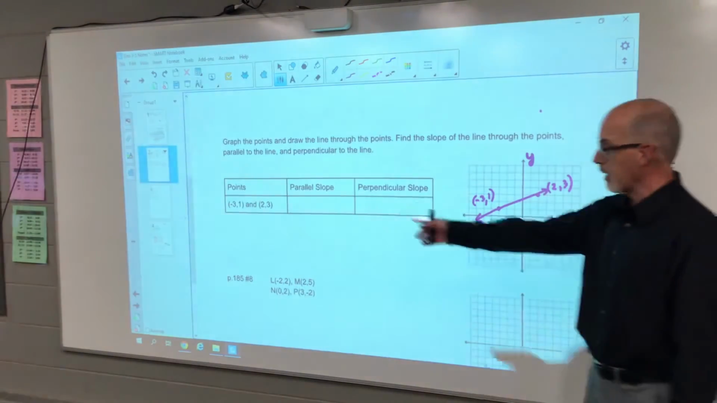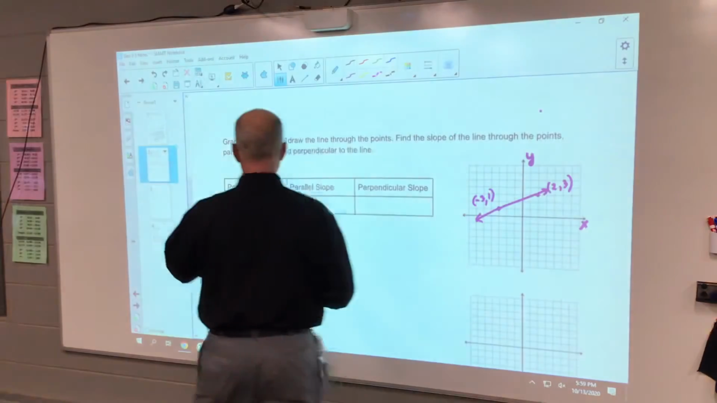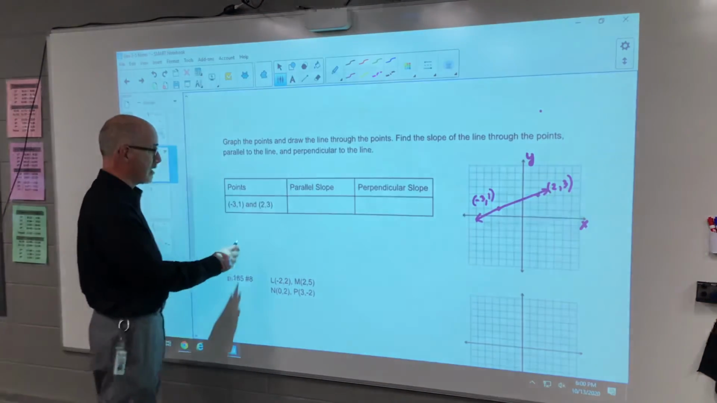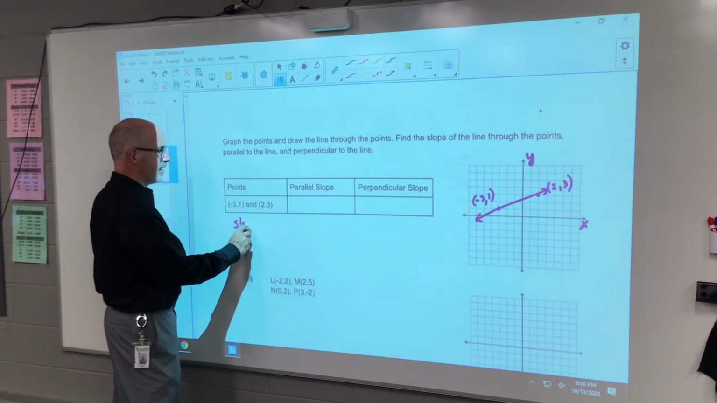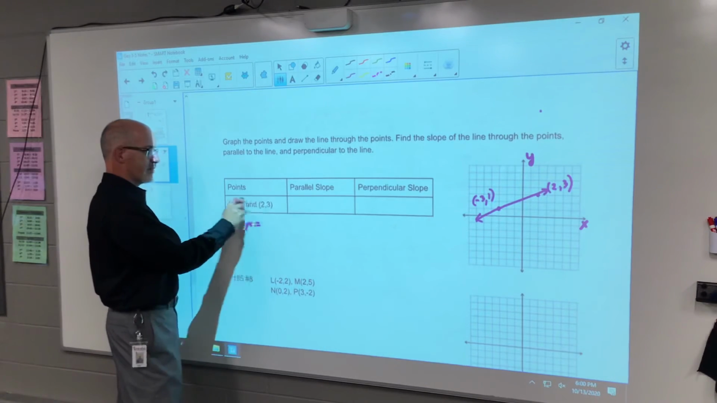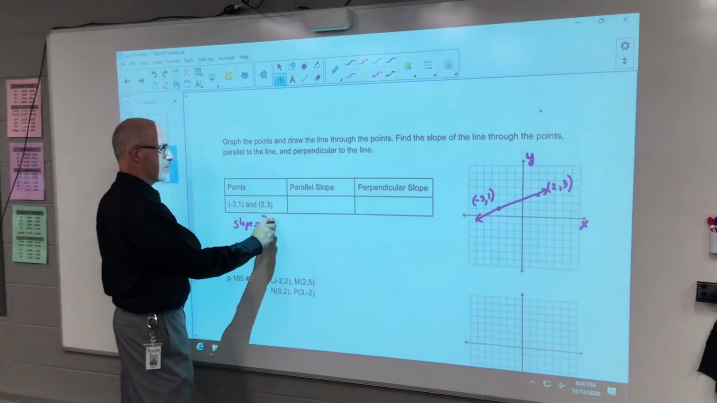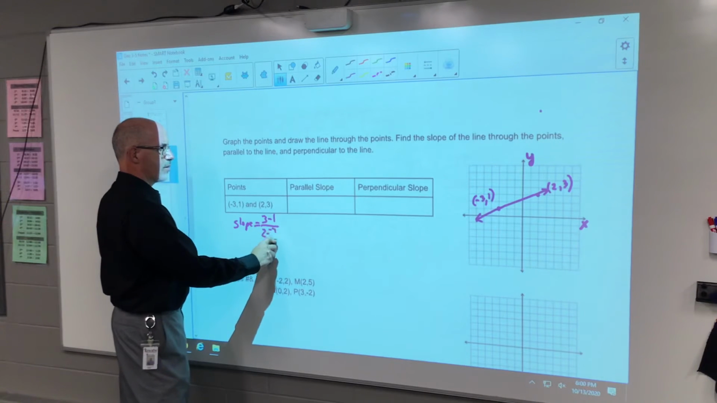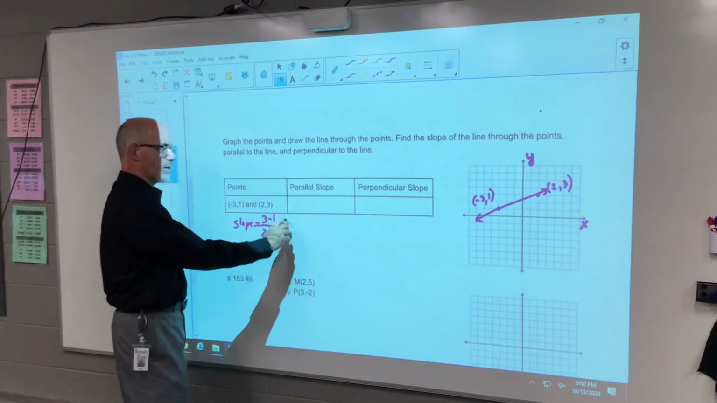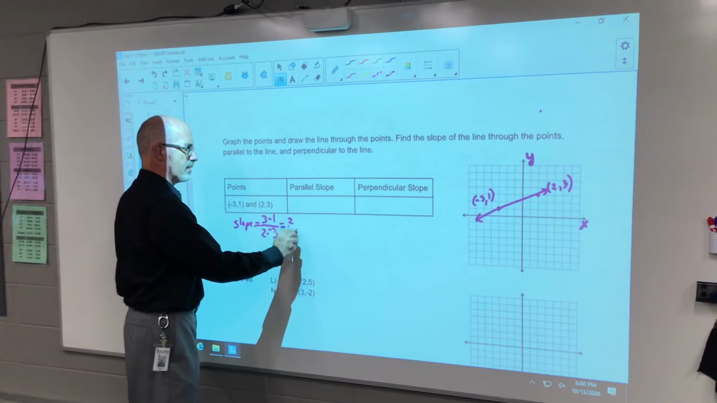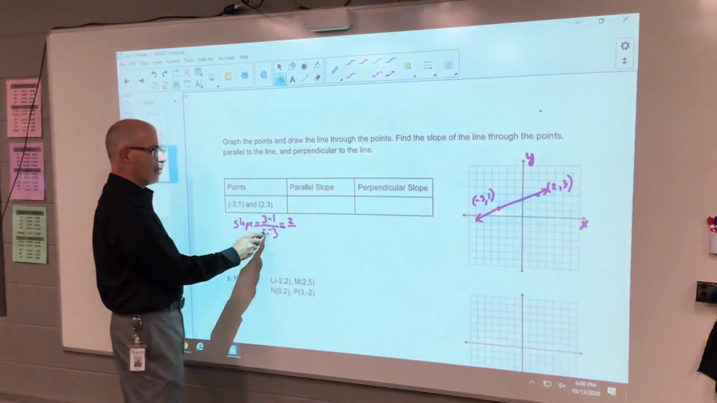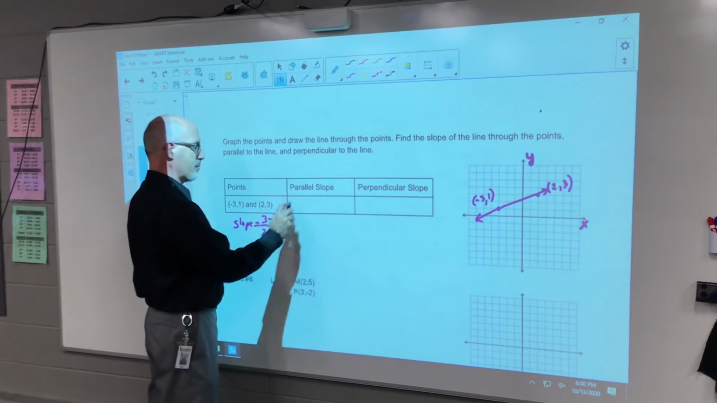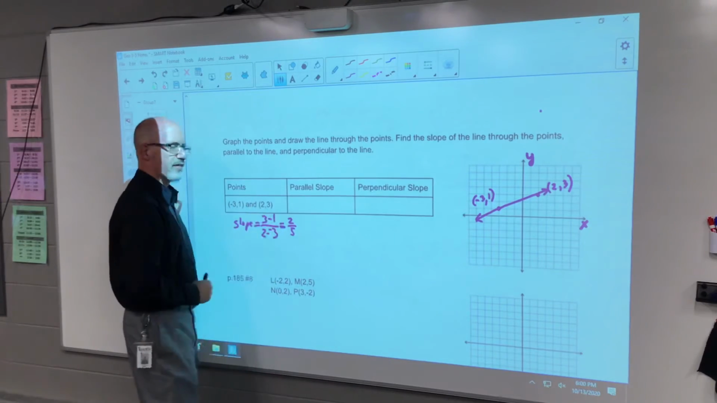I could do it from the graph, but I'm going to do it using the algebraic formula that we talked about on the previous slide. So the slope is going to equal difference of the y's, so 3 minus 1, over difference of the x's, 2 minus negative 3. 3 minus 1 is equal to 2. And 2 minus a negative is 2 plus 3, which becomes 5. So my slope is just 2/5.